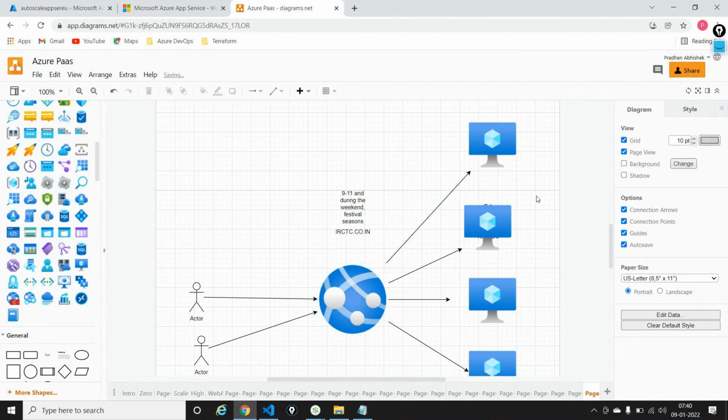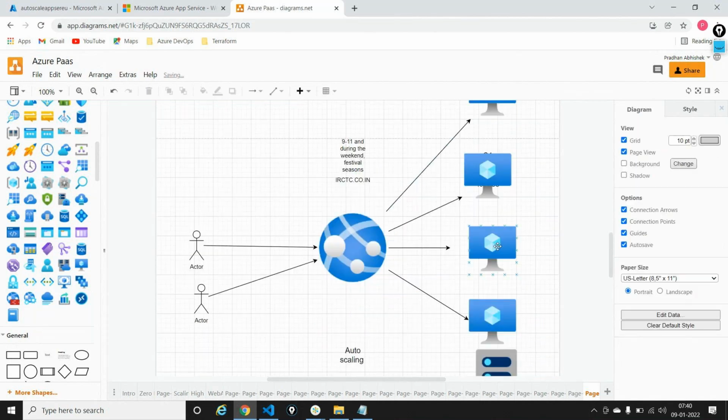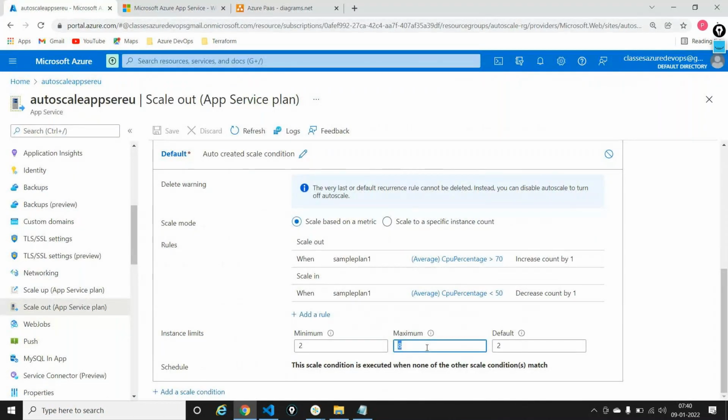Now the average will be A plus B plus C plus D. So first machine, second machine, third machine, fourth machine. If the average consumption of them is greater than 70, then add one more. How many more should I add? A maximum of 8. After 8, I cannot add more. This is what I'm telling the rule here.